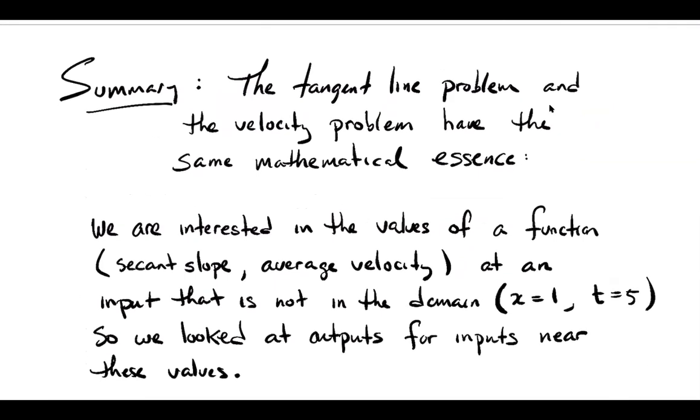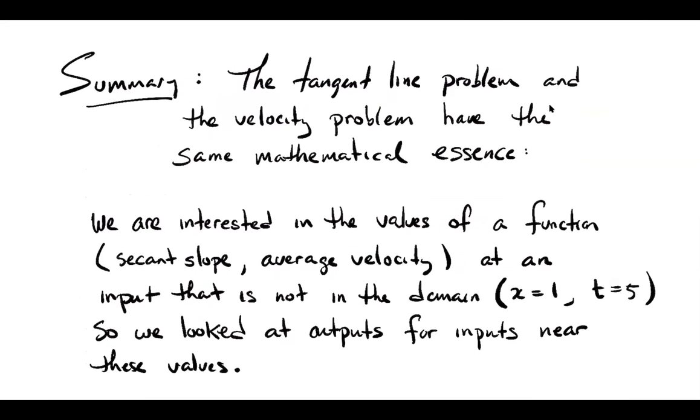So what's the summary? What's the takeaway message that I want to send you with from watching this video? The summary is that the tangent line problem and the velocity problem, although they're very different in their origins, tangent line problem is a problem in geometry, analytic geometry. The velocity problem comes from physics. They have the same mathematical essence. These two problems were mathematically the same. And in particular, what do I mean by that?